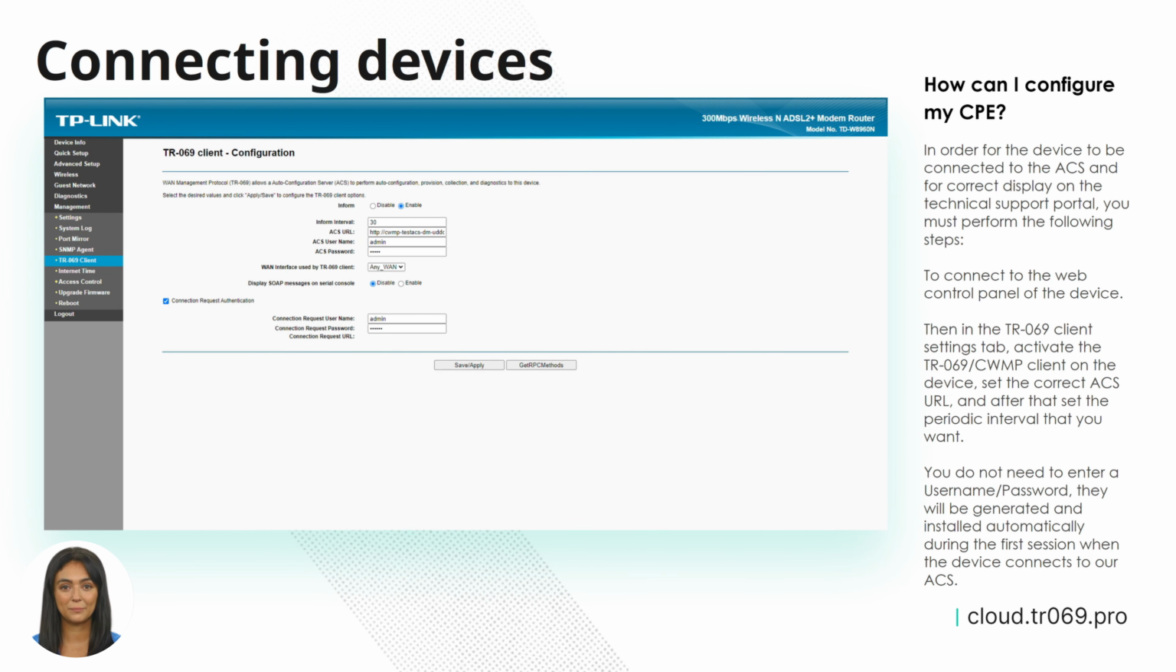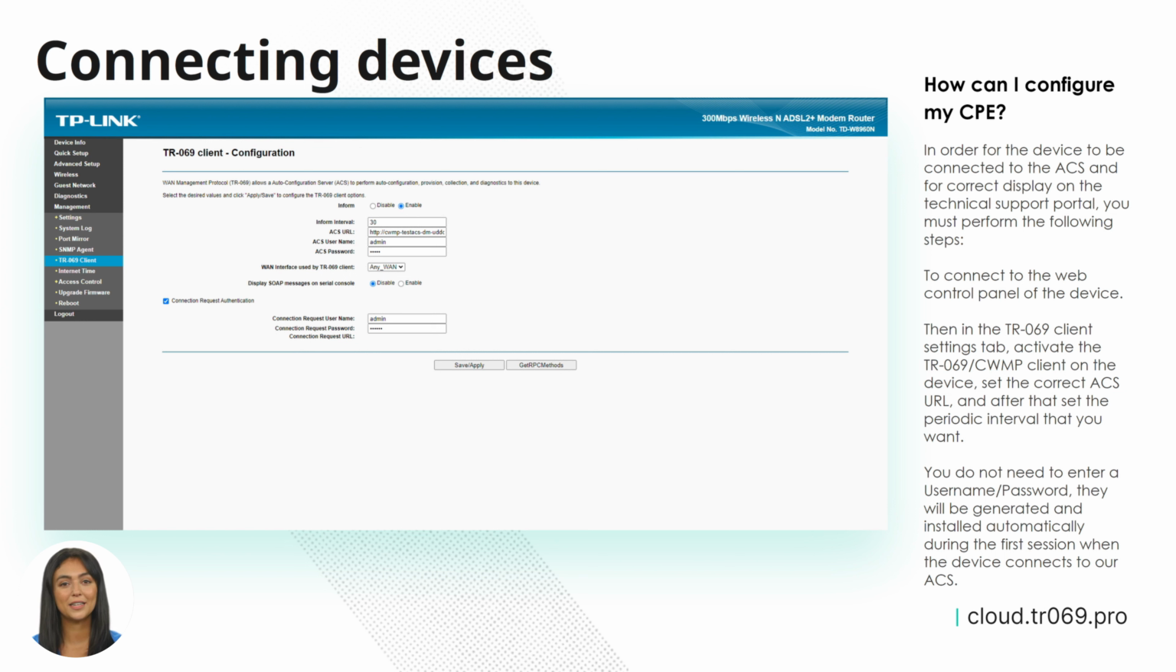How can I configure my CPE? In order for the device to be connected to the ACS and for correct display on the technical support portal, you must perform the following steps. Connect to the web control panel of the device. Then in the TR-069 Client Settings tab, activate the TR-069/CWMP client on the device, set the correct ACS URL, and after that set the periodic interval that you want.